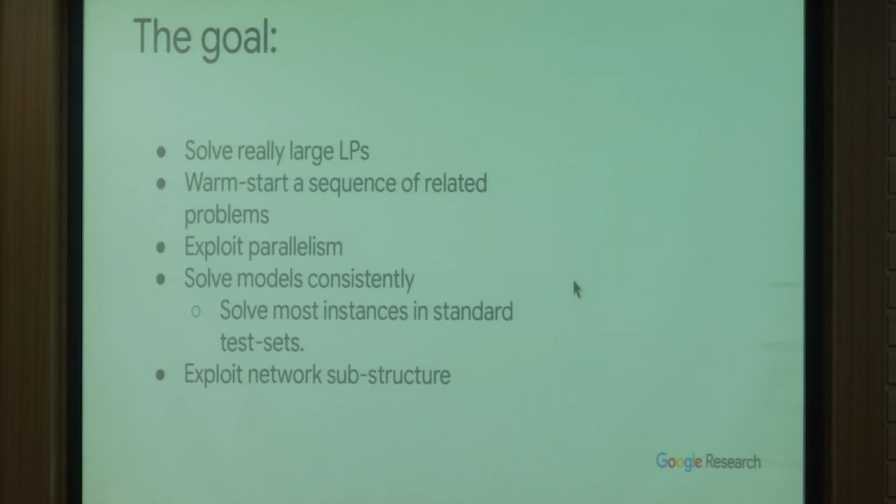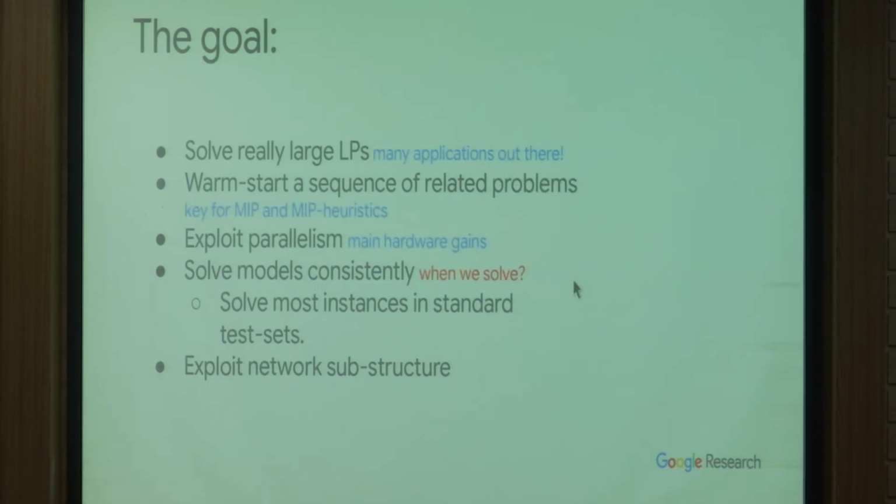So what's the goal? If you had a wish list, what would you hope for? You would hope for an algorithm that is really able to solve very, very large LPs. You want it to be amenable to warm starts, because we really want to solve MIPs, not LPs. You also want to exploit parallelism, much more heavily than what we do today. You want to solve models consistently, and, this is just my particular viewpoint, you want to exploit the network structure, just because we know so much more about networks and how to solve them. So that's what you would really like.